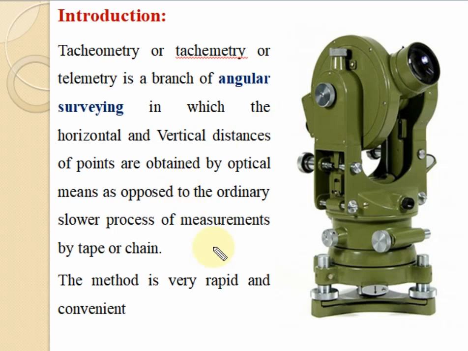Tachyometry, or telemetry, is a branch of angular surveying in which the horizontal and vertical distances of points are obtained by optical means, as opposed to the ordinary slower process of measurement by tape or chain. As we know, using chain and tape you can also measure horizontal and vertical distance, but some error may occur, it is a slower process, or readings may be incorrect. By using the tachyometer you can find the distance exactly. This is a rapid method.